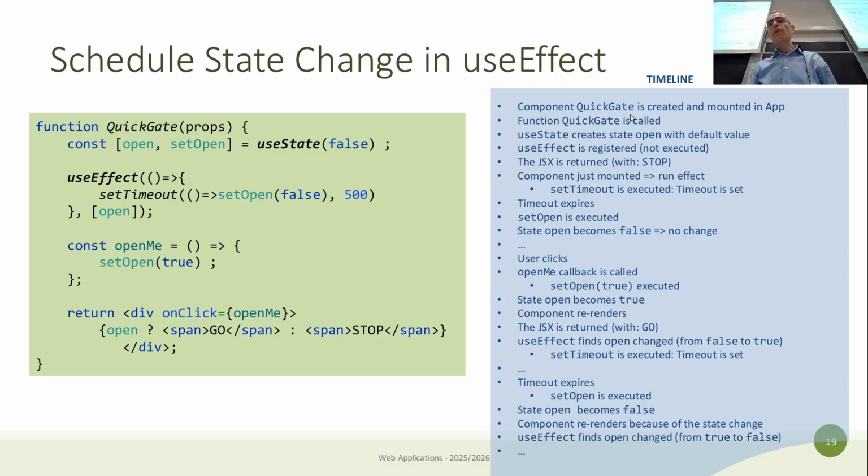So this is the timeline of the action that happens. Component QuickGate is created and mounted in App, so the function QuickGate is called. The useState creates the state open with the default value false. Okay, this until now is what we saw in past lectures. Then we have the useEffect. useEffect registers the callback, so the setTimeout is not executed yet. Okay, it just registers a callback to be called for later. Okay, const openMe and so on. We return JSX with the value that is stop because we started with false.